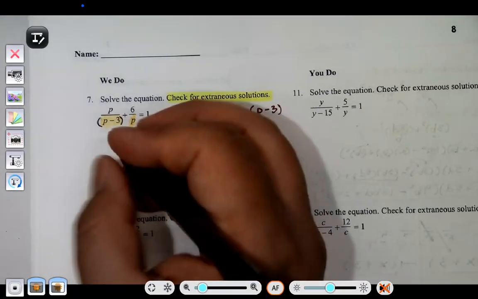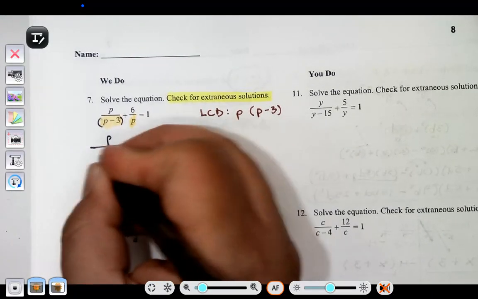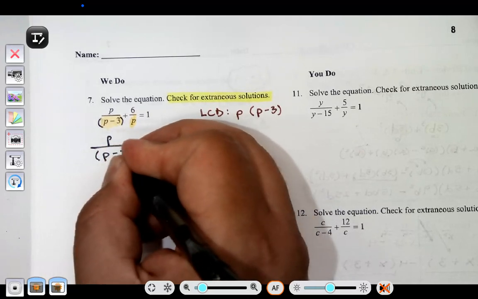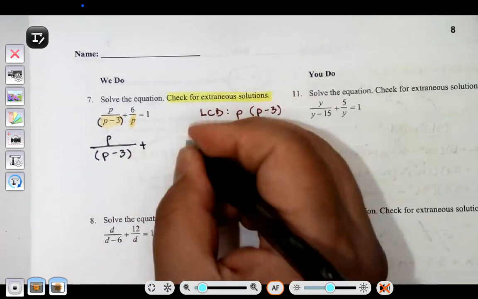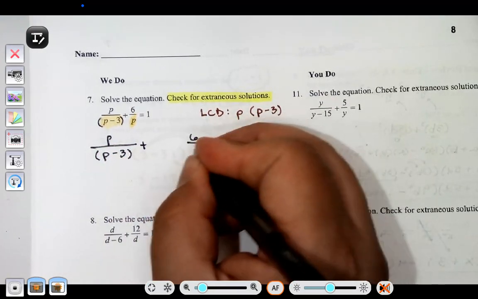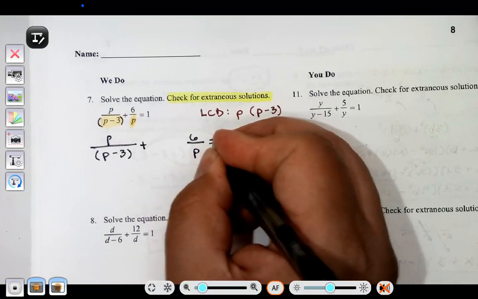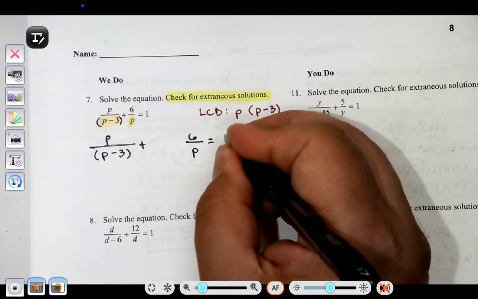So I need some space, so I'm just going to write them down again. But I'm going to put it in parentheses. Plus, again, I'm just going to leave some space here. There's the letter P underneath. Equals, and then again, I'm going to write the 1 here.